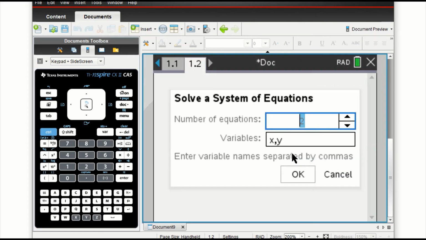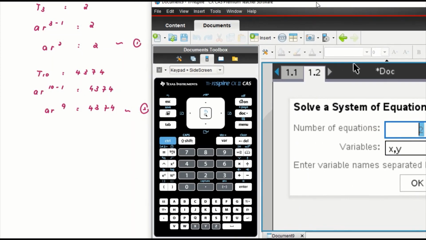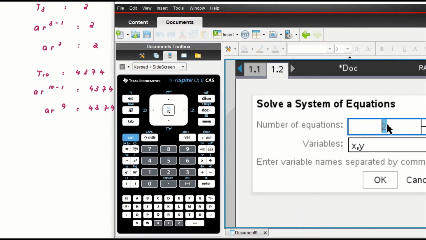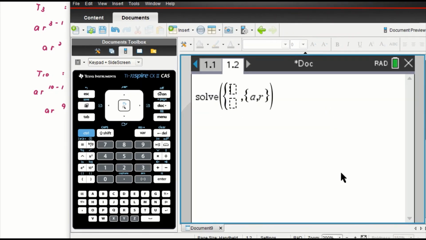So yeah, one. Okay, so how many equations do you have in this case? You have two, right? The first one and the second one. So for number of equations, we are going to put two. The variables here are A and R. So we just change it to A, comma, R. Then after that, you just press OK. Then the calculator will come out like this for you.